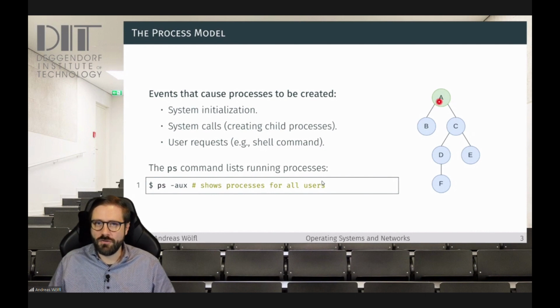So if you crash the operating system, you cannot use your computer anymore. But also, if you create a process from a shell and you terminate the shell, then the process that you create from the shell is also terminated.